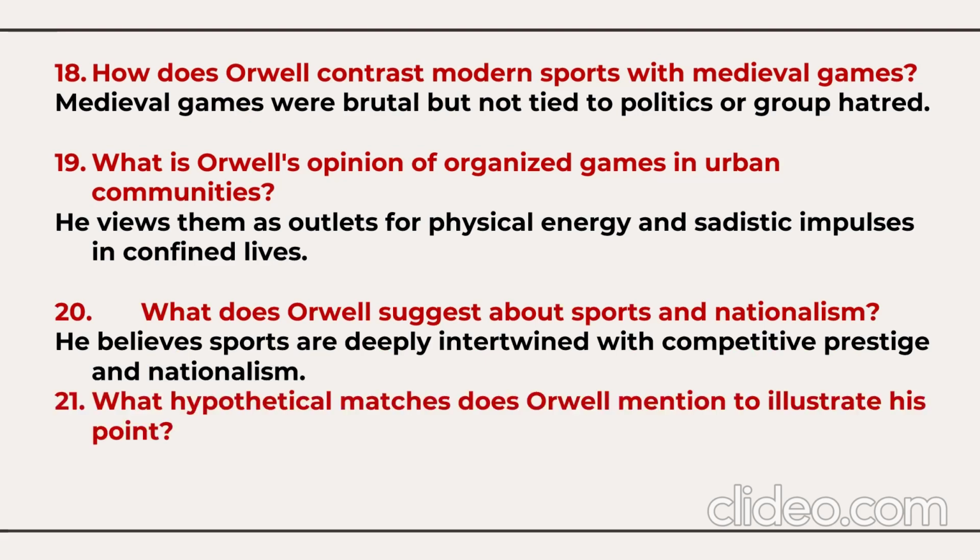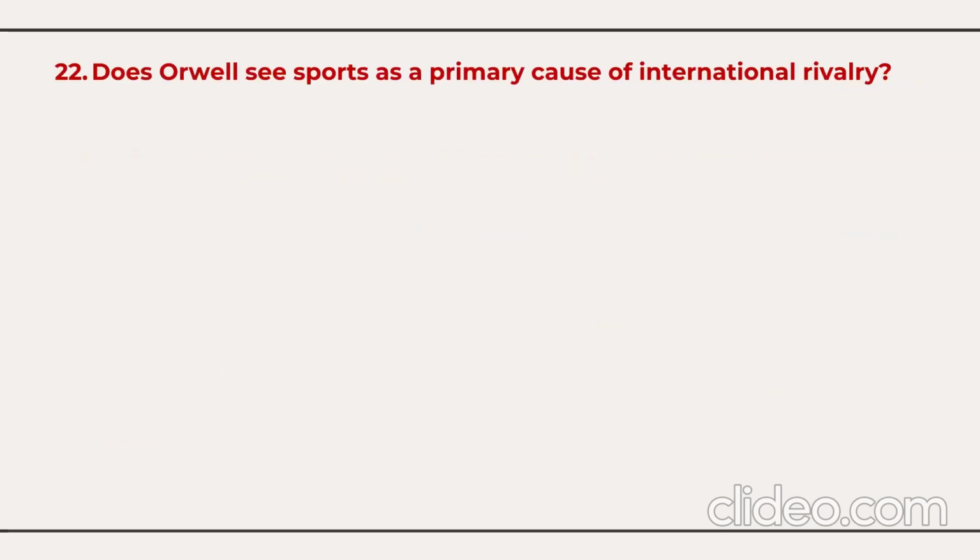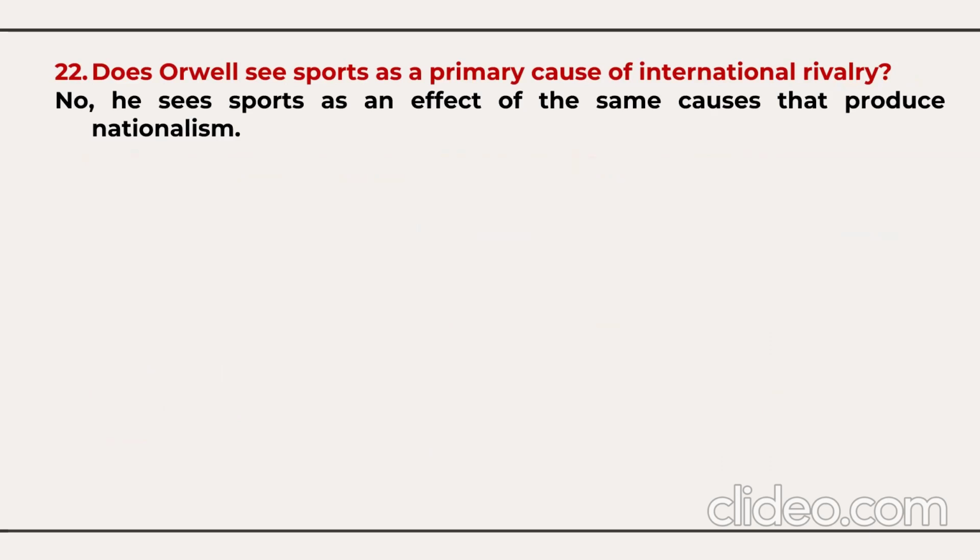What hypothetical matches does Orwell mention to illustrate this point? He mentions matches like Jews versus Arabs, Germans versus Czechs, and Indians versus British, which will always bring out ill will. Then, does Orwell see sports as a primary cause of international rivalry? No, he observes sports as an effect of the same causes that produce nationalism.